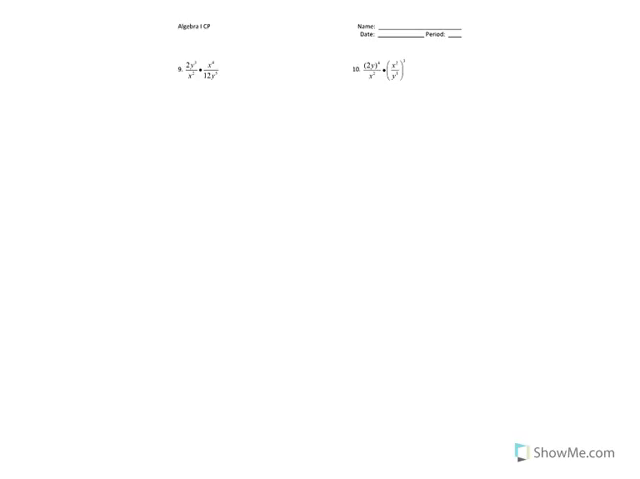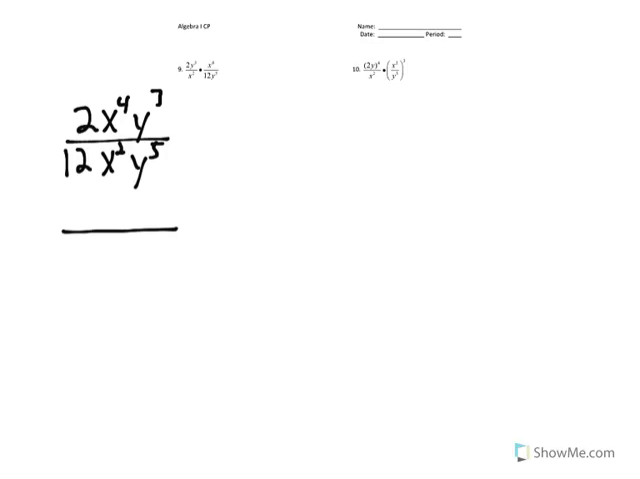Okay, number 9. Multiplication. So we're multiplying two fractions together. We're going to multiply straight across, and I'm going to align my terms here. Okay. So 2/12 reduces by 2, so 1/6. x to the 4th divided by x squared. Keep the base, subtract your exponents. And y cubed divided by y to the 5th.